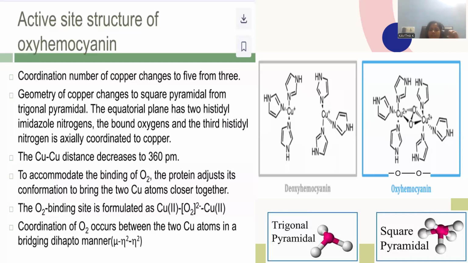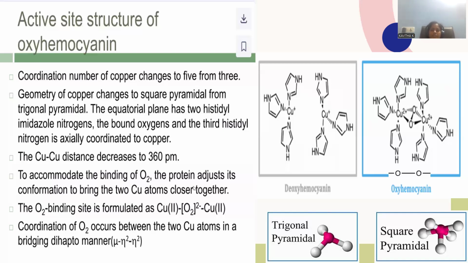So the geometry will be elongated. The geometry of the copper changes from initially trigonal pyramidal to square pyramidal. This is the way the transition of geometry is possible. The equatorial plane has 2 histidine imidazole nitrogens, and the bonded oxygen is axially coordinated. This is the way the orientation is represented.